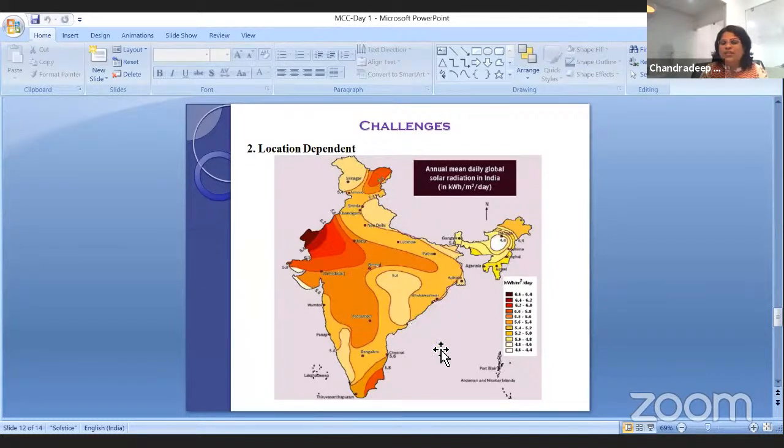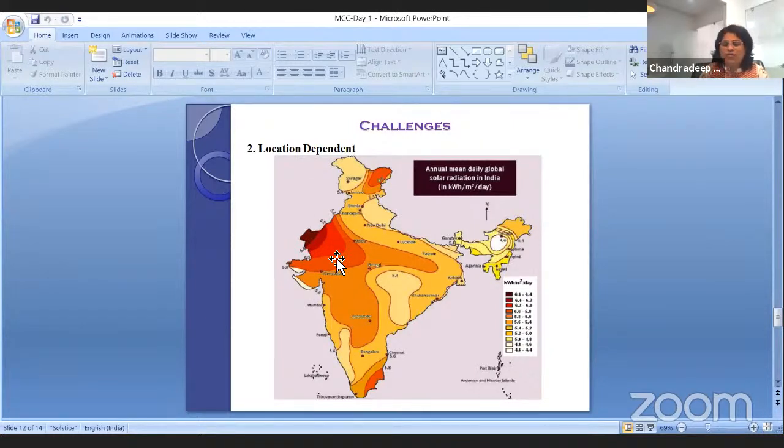So the investor, when he puts money, will see the radiation data. If I install in this location, when will be the return on investment? If you are installing in the northeastern part, the return on investment may be 10 to 15 years. But if you are installing in the western part, the return on investment may be 5 to 6 years.